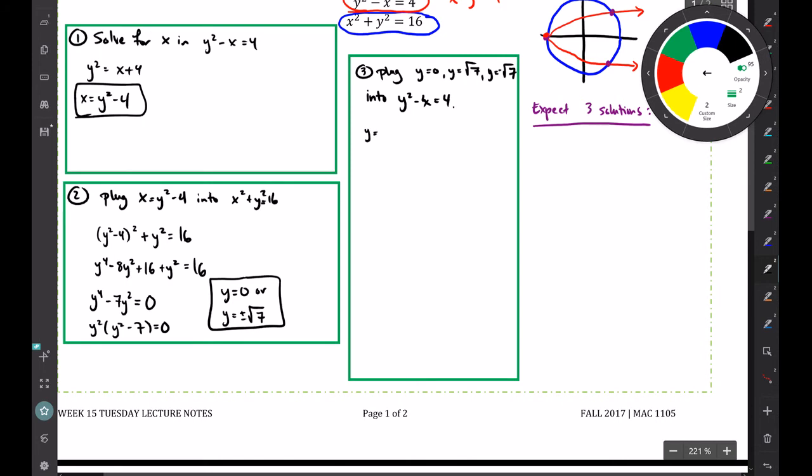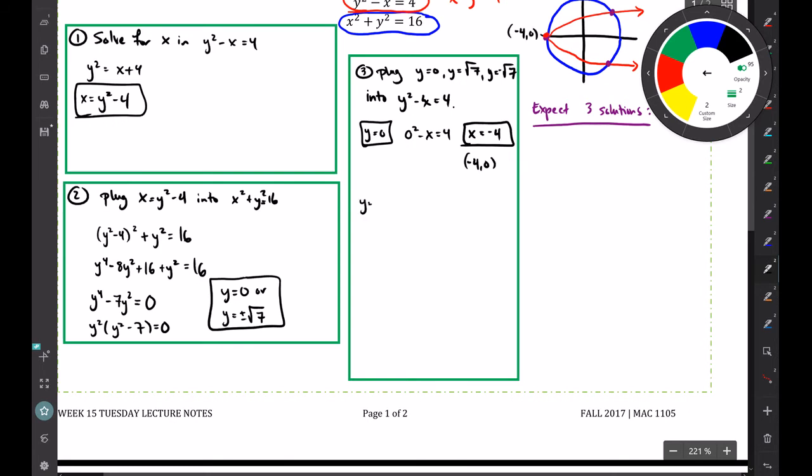So when y equals 0, I get 0 squared minus x equals 4, so x equals negative 4. So that tells me that negative 4, 0 is one of my solutions. In fact, it's that one right there.